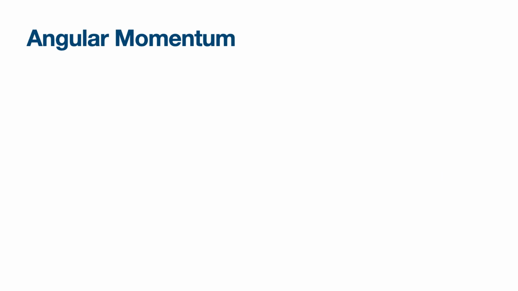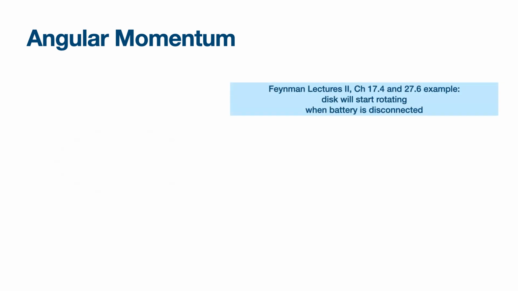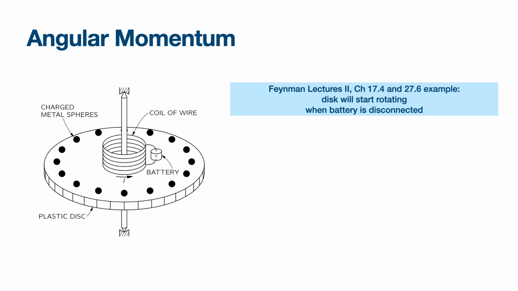This example from Feynman's lectures, where there's angular momentum in space, is known as the rotating disk paradox. An insulating disk is free to rotate. Charged metal spheres are attached to its surface. Also attached is a current-carrying coil of wire fed by a battery. Initially, the disk is at rest. Then the battery is disconnected. As a result, the disk will start turning. The question then is, where does the angular momentum come from?